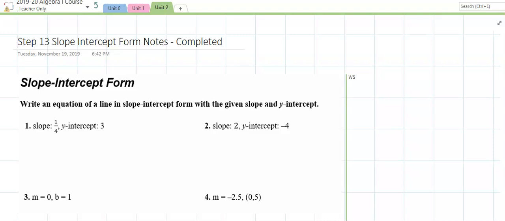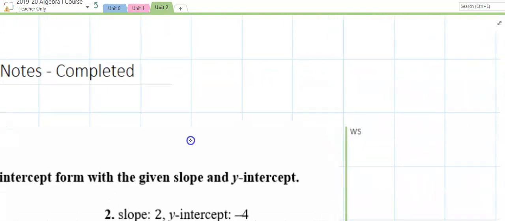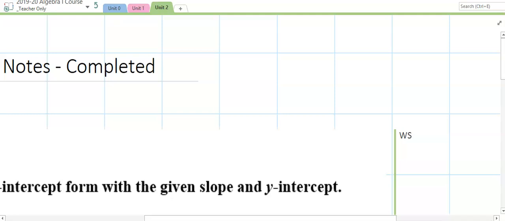There are three different forms of equations of lines: slope-intercept form, point-slope form, and standard form. In this video, we're going to focus on the slope-intercept form. This one is probably the most widely accepted and common form for an equation of a line. Y equals mx plus b.